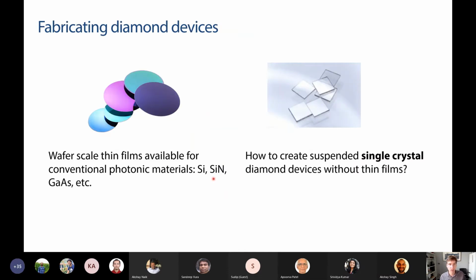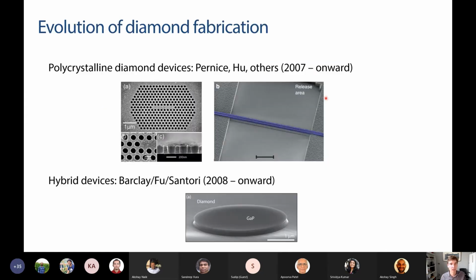What's the catch? Well, unlike conventional photonic materials like silicon and III-V materials, where you can buy large wafers of thin films, with diamond, although there have been revolutions in the ability to create synthetic material, it still is typically bulk crystals that are grown synthetically, but aren't in a thin film form that you typically require for photonic structures. And so the challenge is, how do we create diamond devices from materials like this?